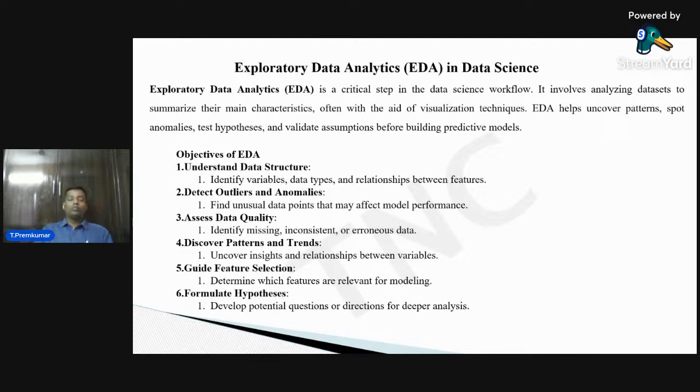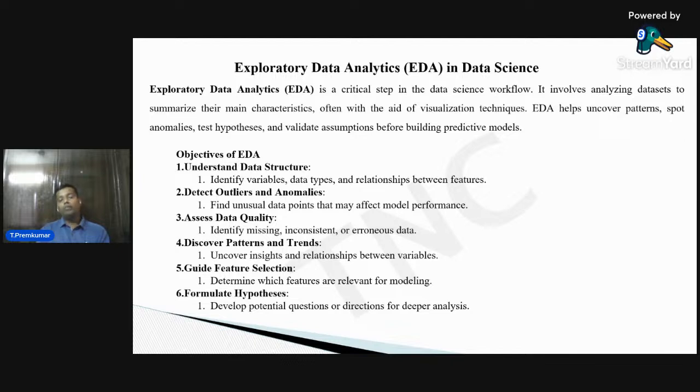The next topic we have is exploratory data analysis, that is EDA, in data science. It is one of the critical steps in the data science workflow, which involves analyzing the data sets to summarize their main characteristics, often with the aid of visualization techniques. EDA helps uncover patterns, spot anomalies, test hypotheses, and validate assumptions before building predictive models.